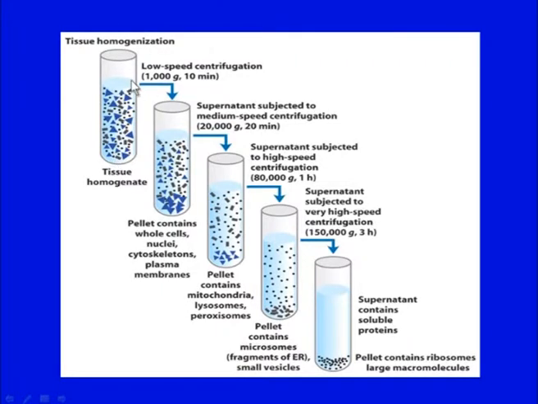Now, what you do, first thing is you start with very low speed or G force and you centrifuge for a particular time, say 10 minutes. What will happen once you centrifuge this for 10 minutes? The largest ones, these triangles, settle down here. So, the pellet contains whole cells, nuclei, cytoskeletons, plasma membrane and other things, which pellet in here.